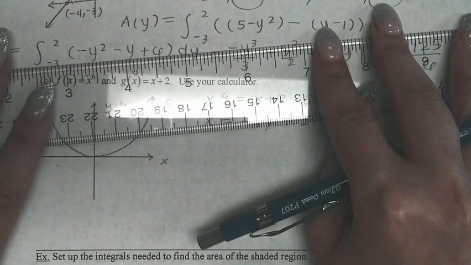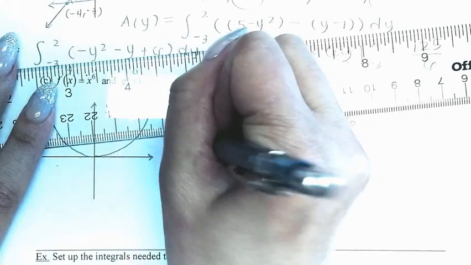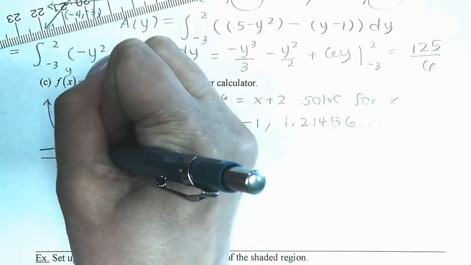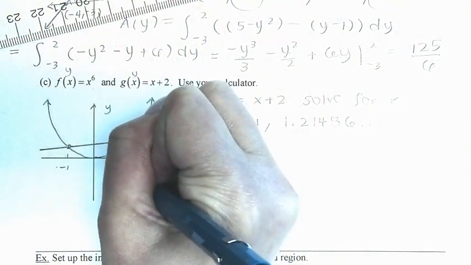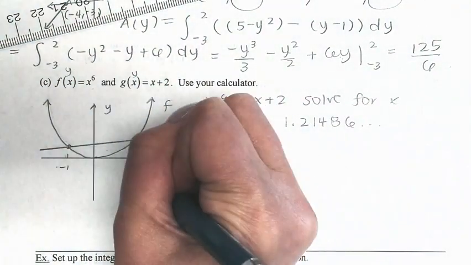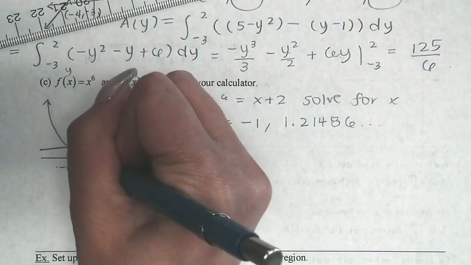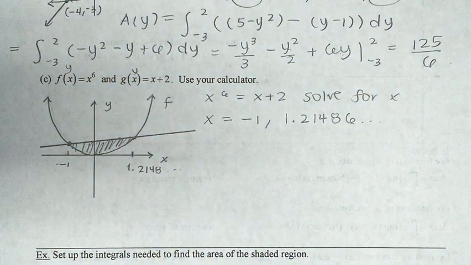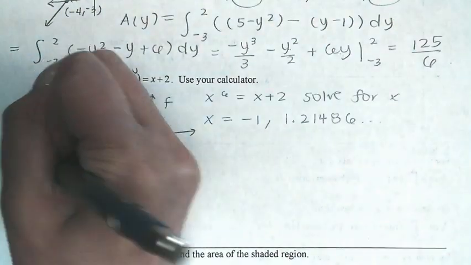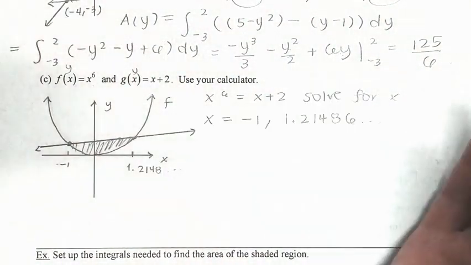Let's do it evenly, something like this. Okay, it's increasing. So let's say that this is your negative 1, and that's my positive 1.2148. Okay, so that's the area that we want. You're wondering what's the area that we want. That's the area that we want. Actually, I don't need the y's.